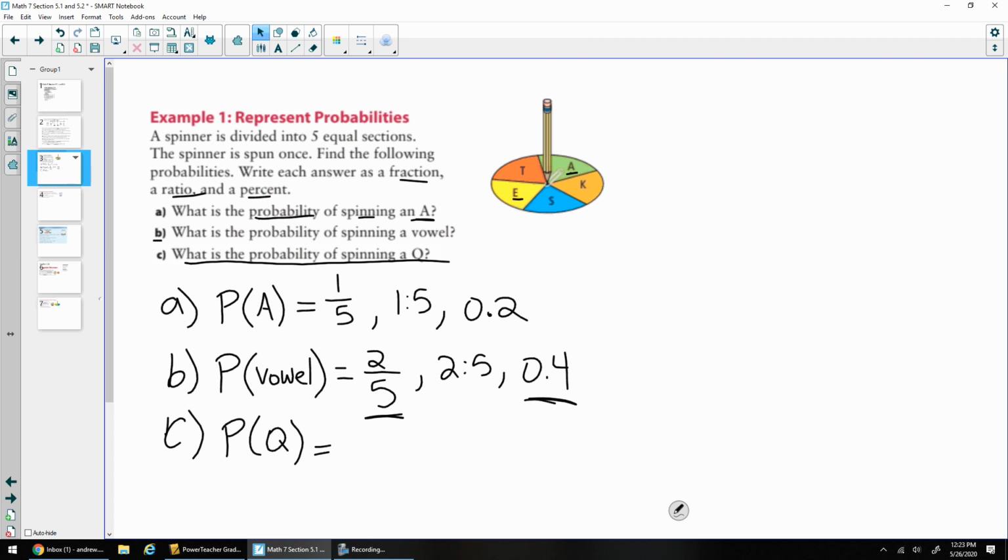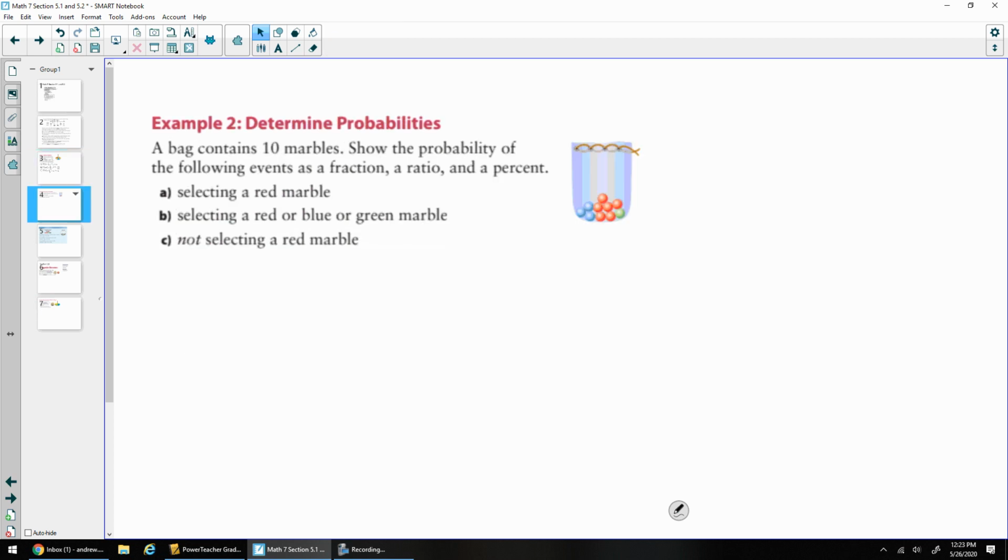So there are 0 favorable outcomes out of the total possible outcomes. There are 5 total possible ones, so 0 to 5, which is equal to just 0 as a decimal. Okay, fairly straightforward. I think most of you are probably getting that. Let's look at another situation.